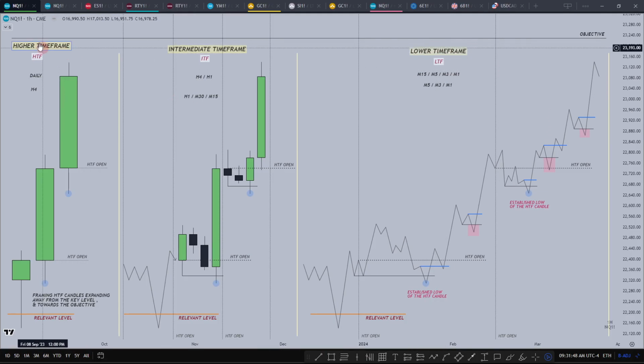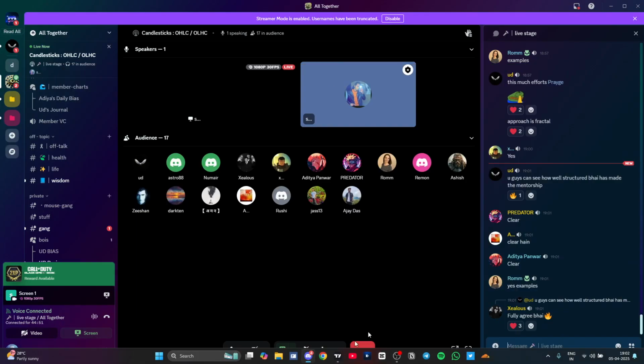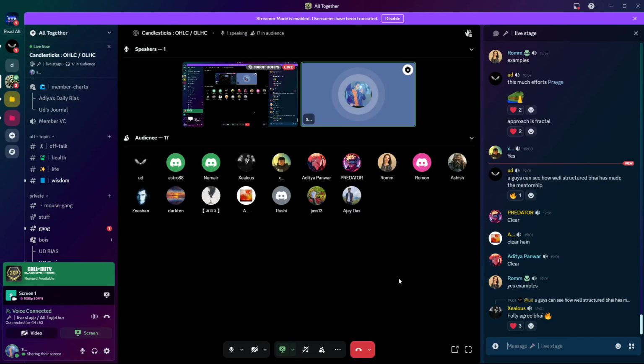I would frame daily and H4 as the high time frame, and I would show you how I frame the intermediate time frame based on the respective higher time frame, because that's what I do. I frame daily or H4 candles on a daily basis towards the objective. So let's go. Just give me 2 minutes.